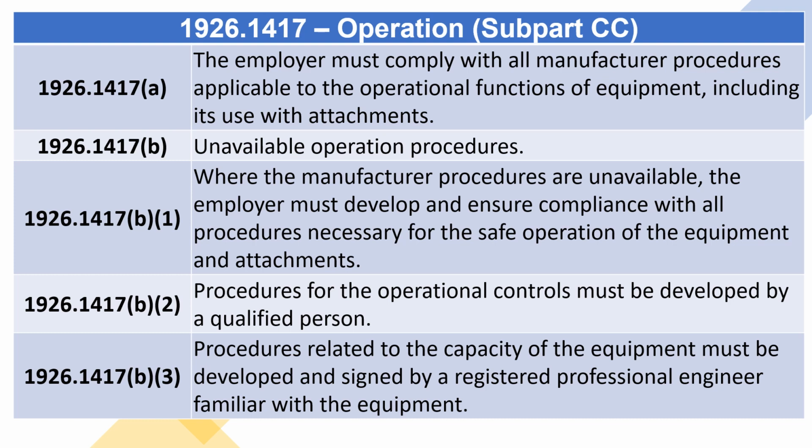1926.1417(b), Unavailable operation procedures. 1926.1417(b)(1) through (b)(3): Where the manufacturer procedures are unavailable, the employer must develop and ensure compliance with all procedures necessary for the safe operation of the equipment and attachments. Procedures for the operational controls must be developed by a qualified person. Procedures related to the capacity of the equipment must be developed and signed by a registered professional engineer familiar with the equipment.